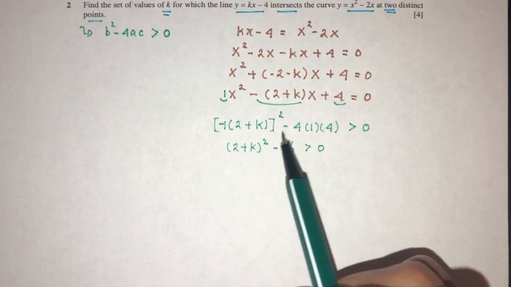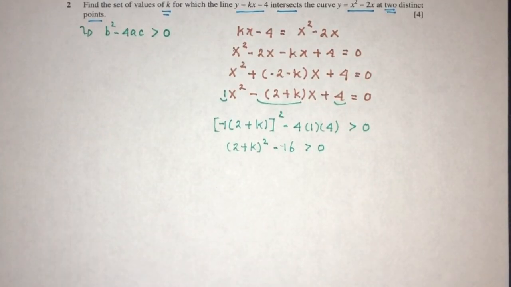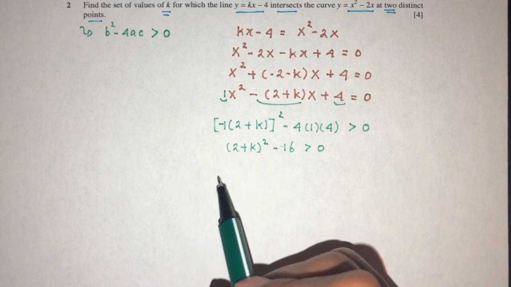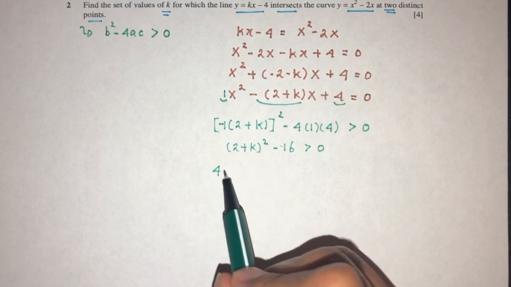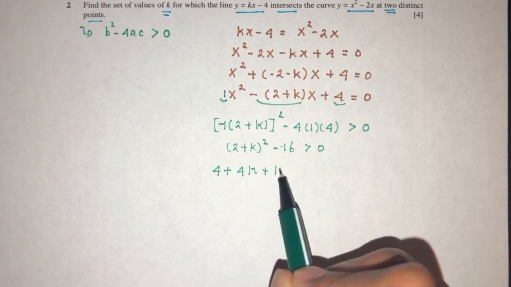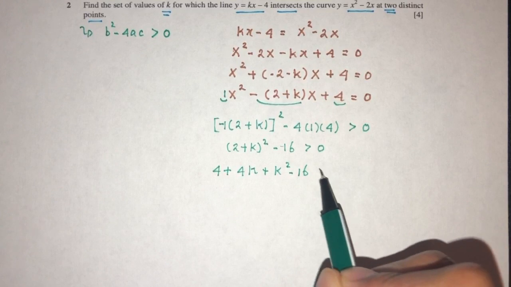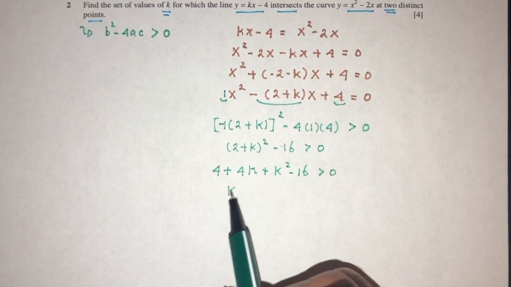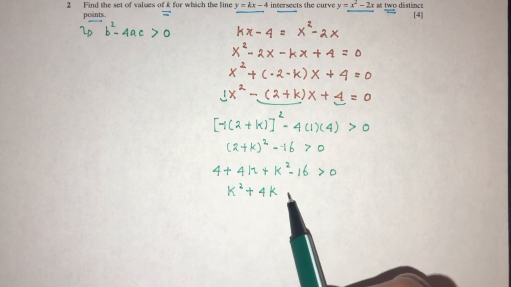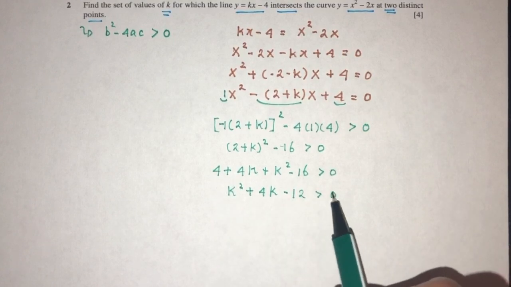Now we can send this directly over here and solve, but let me just do this step by step so we're not confused. We have to expand this. What you will have? You will have 4 plus 4k plus k squared minus 16 more than 0. So you have k squared plus 4k. 4 minus 16 will be minus 12 more than 0.